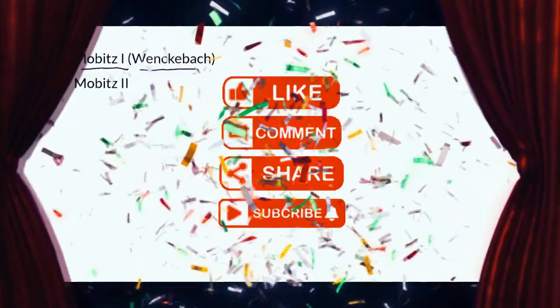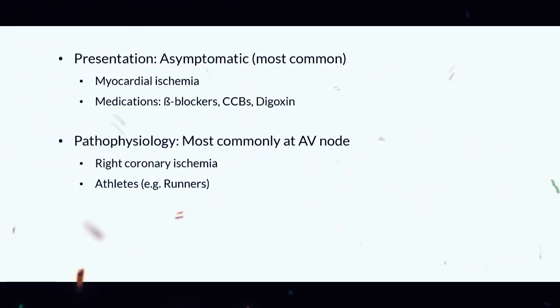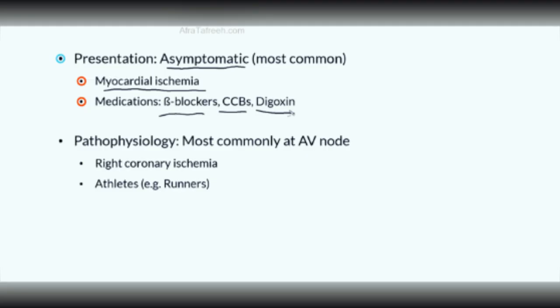Mobitz 1 or Wenckebach, followed by Mobitz 2. Most commonly, our patients with Mobitz 1 or Wenckebach second-degree heart block are going to be asymptomatic. However, they may also present in the context of myocardial ischemia. Additionally, medications which slow down conduction at the AV node, including beta blockers, calcium channel blockers, and digoxin, may also tip off a patient into Mobitz type 1.